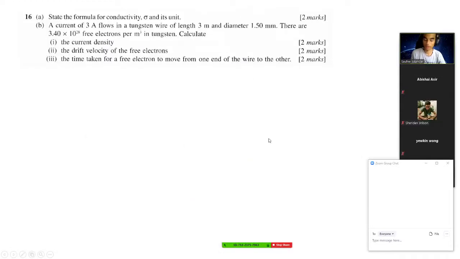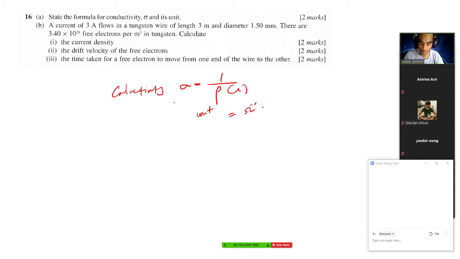Okay, we continue with question number 16. State the formula of conductivity, sigma, and its unit. This is very easy. Okay, so conductivity sigma is equal to 1 over resistivity. So the unit will be, resistivity is ohm meter, so the unit will be per ohm per meter.